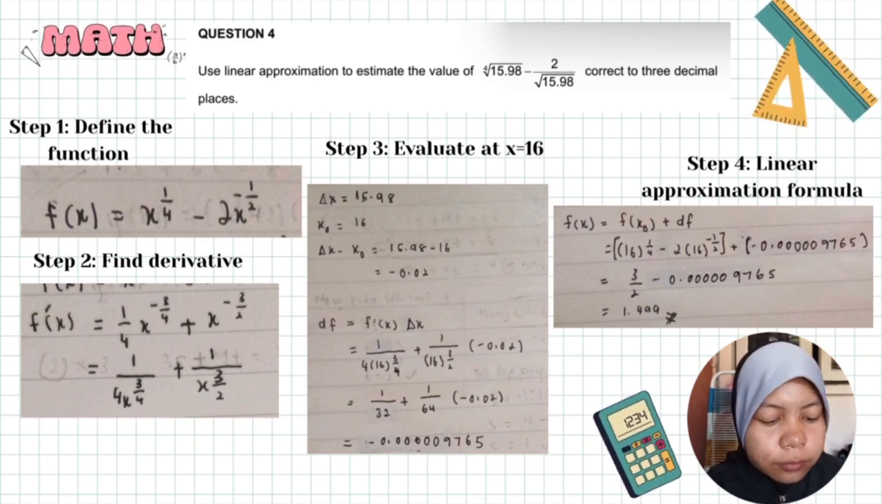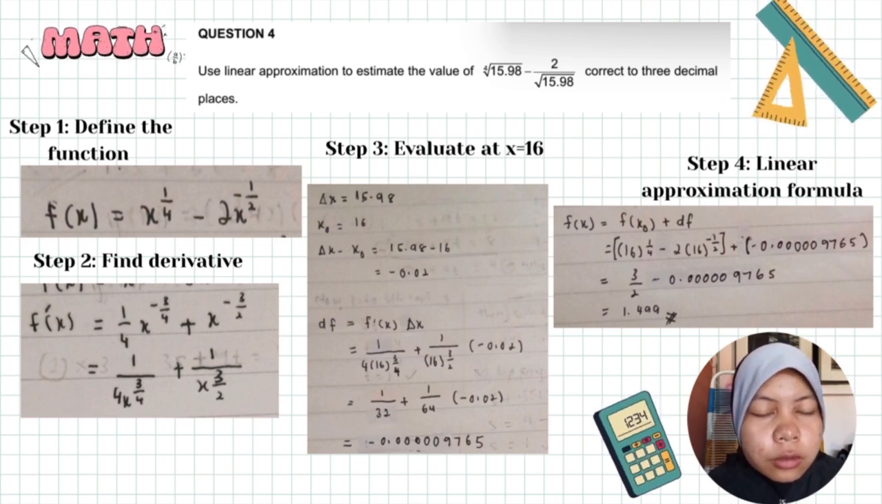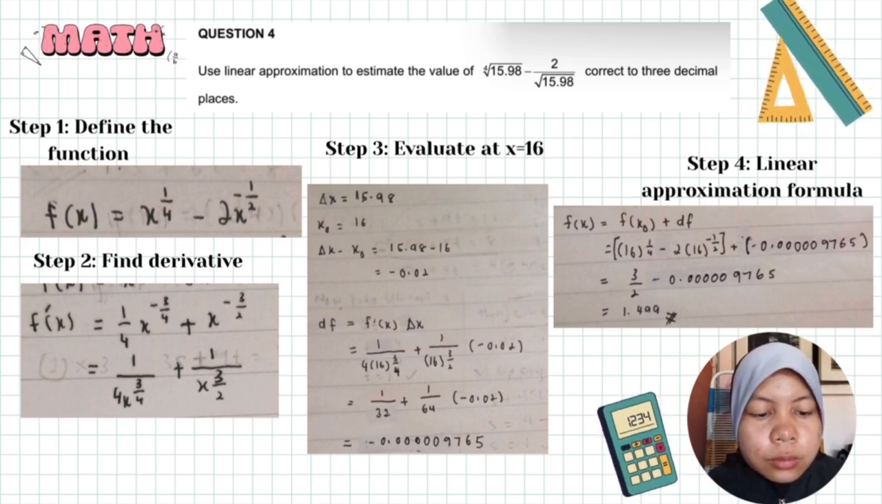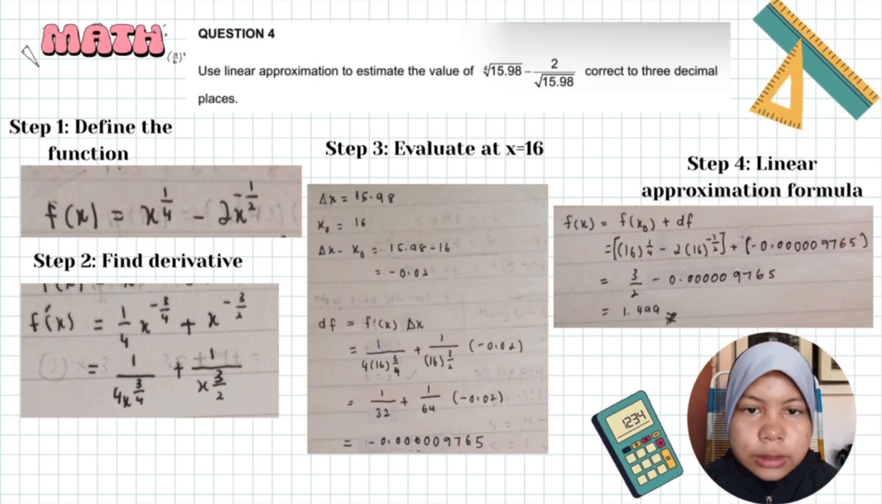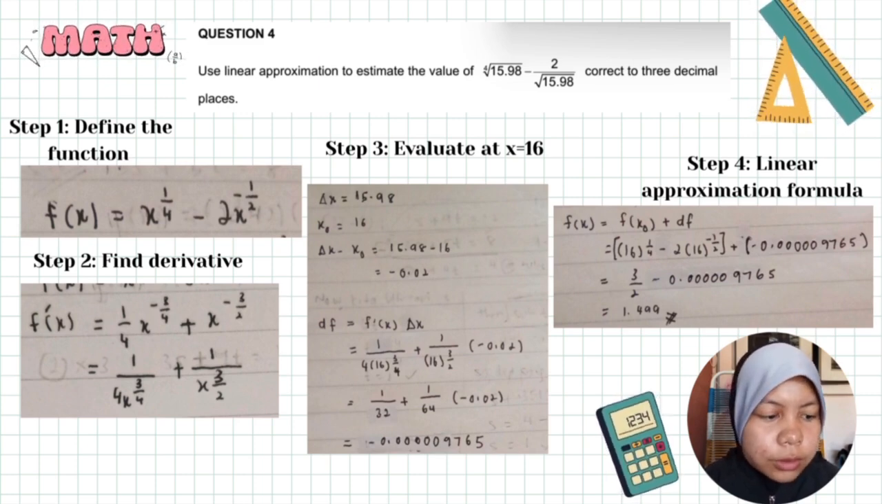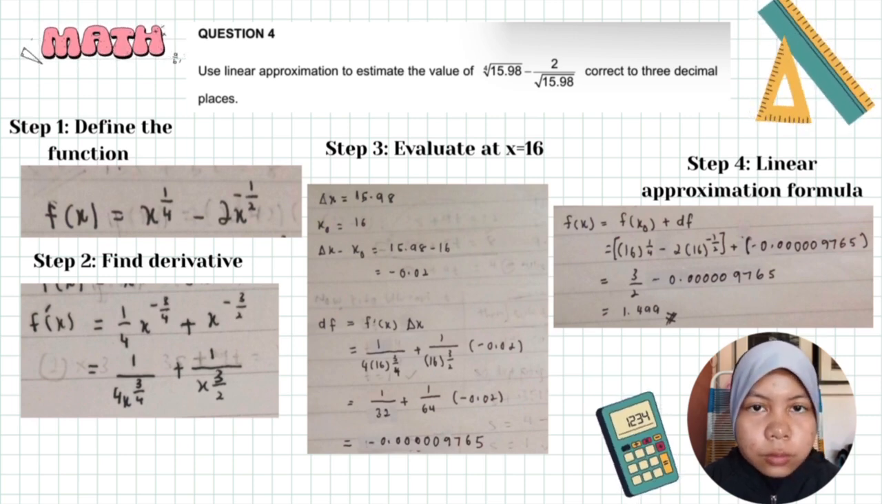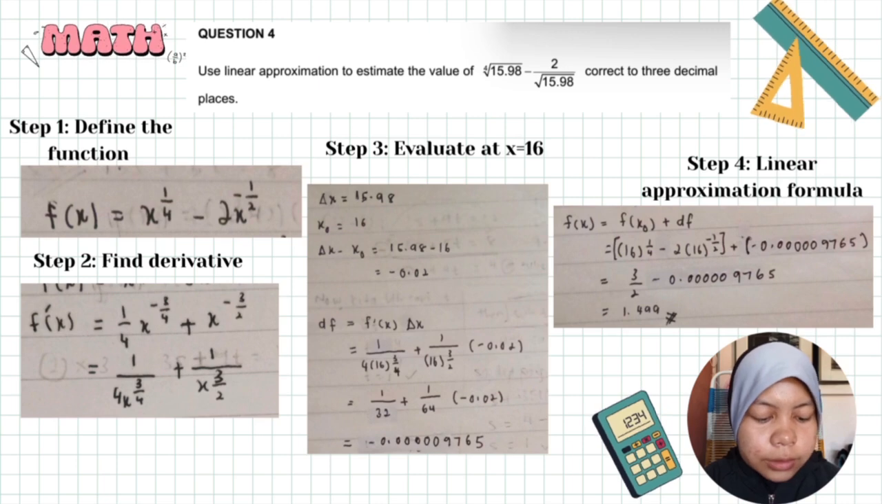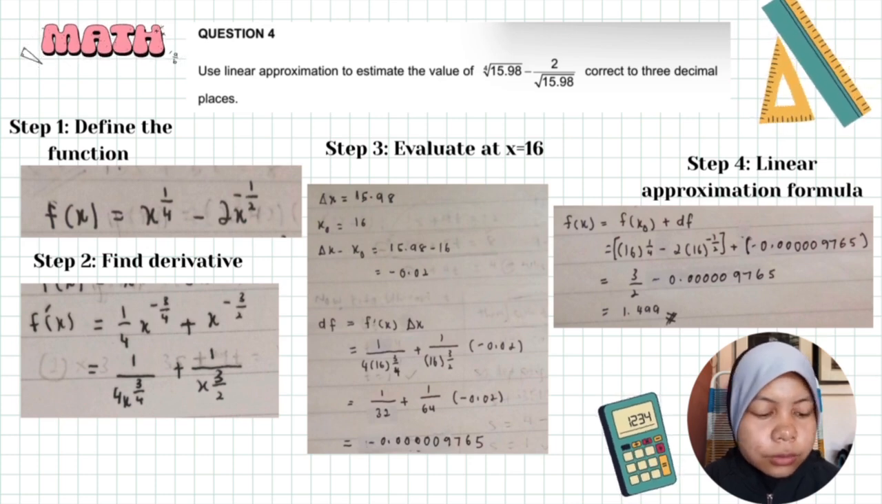For step 4, lastly, we use the linear approximation formula, which is f(x) initial plus the differential, which is df. F(x) initial we got from step 1, which is x to the power of 1 over 4 minus 2x to the power of negative 1 over 2. So we substitute it in this formula, and the x we replace with 16, which we got from the chosen value in step 3. So 16 to the power of 1 over 4 minus 2 times 16 to the power of negative 1 over 2. Then we add the differential we got from step 3 also, negative 0.000009765.